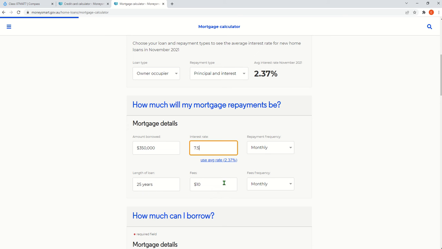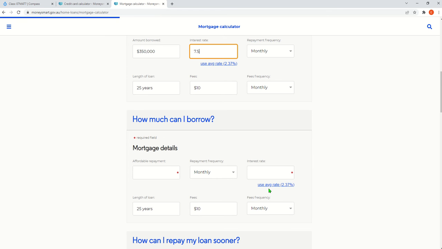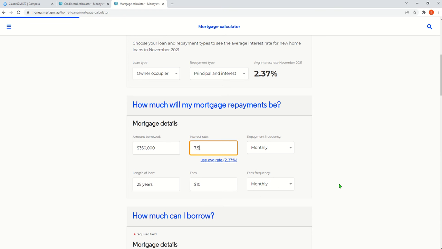And under fees, it's already got $10 in there as a fee. It's telling me that I've got a $10 monthly account keeping fee, so I can leave that. If I had no fees and I went to this calculator, I would need to change that to 0. All right, so that is what we've got. What is it asking me? How much are Tom's monthly repayments?